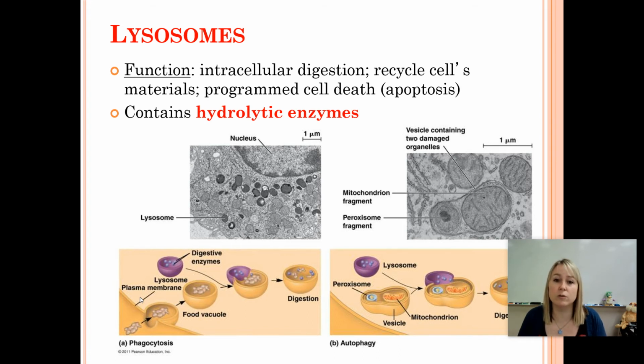Lysosomes can also fuse with other vesicles in order to dissolve or digest things. And that's what you're seeing in the picture. An old mitochondria is no longer needed or useful, so it is being completely broken down using a lysosome and a little peroxisome in there that's going to digest it or break it apart.